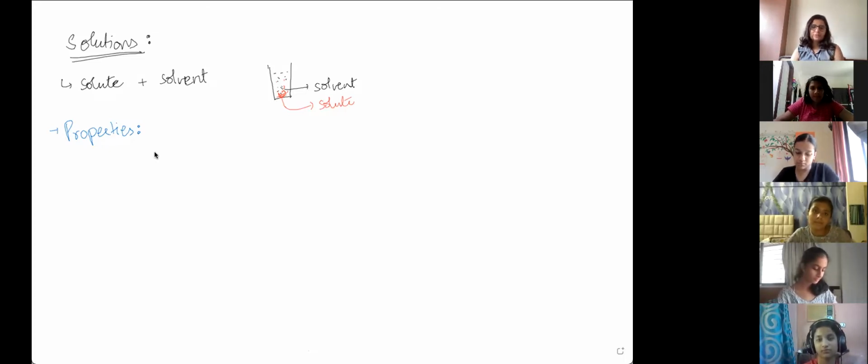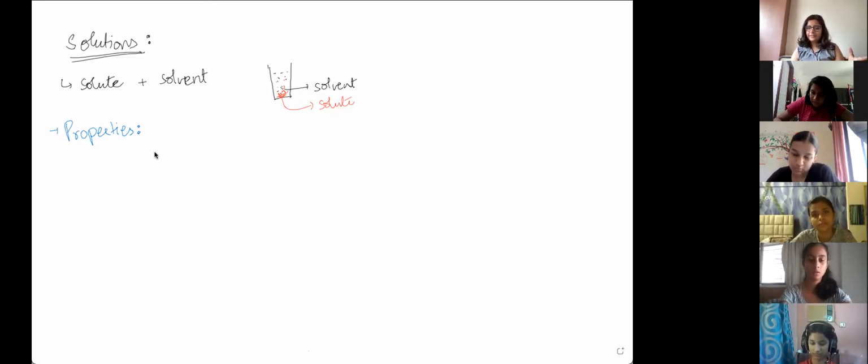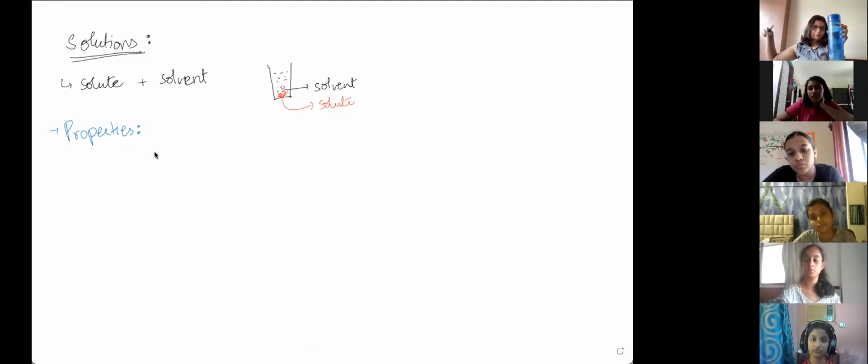Does it do anything to light? Does it affect light? Does not show Tyndall effect. What do you mean by Tyndall effect? It does not show Tyndall effect, meaning there's no scattering of light. But if I pass a beam of light through a solution, will it pass through, get reflected backwards, or will nothing happen? It follows the same path, unchanged.